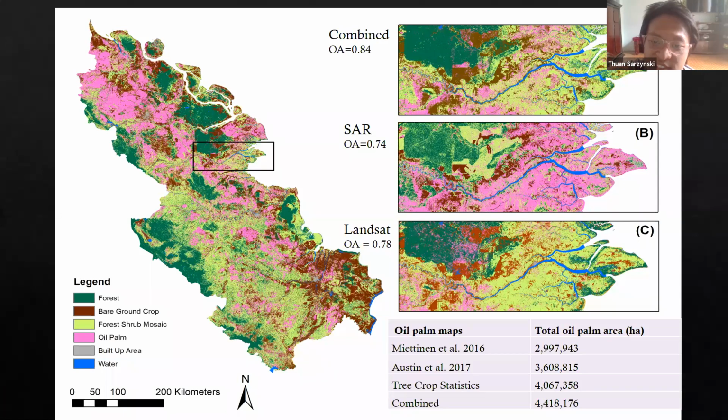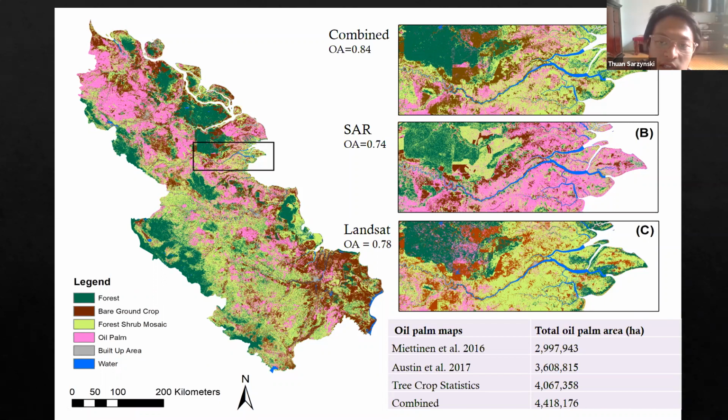Yep. So on the 6th slide, we can see the difference of classification, the result. And you can see that the radar classification tends to overestimate the amount of oil palm. I think on this area, it's because it's a coastal area and there are some other kinds of palms which are confounded with oil palm. And the Landsat classification tends to underestimate oil palm. So, for example, here a forest shrub mosaic takes over some oil palm areas.